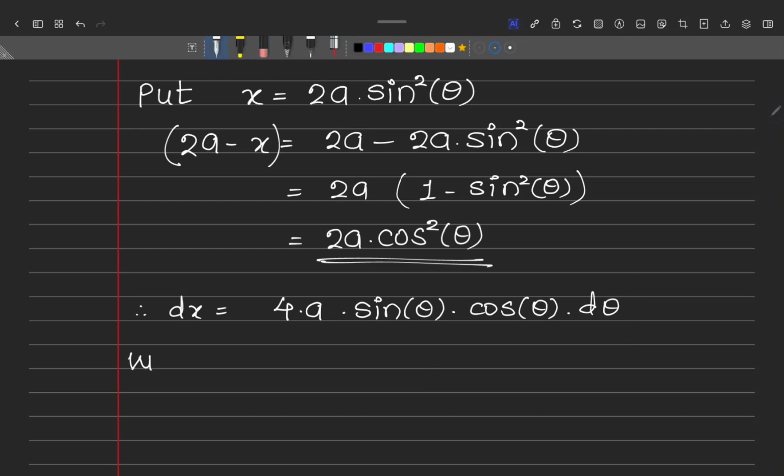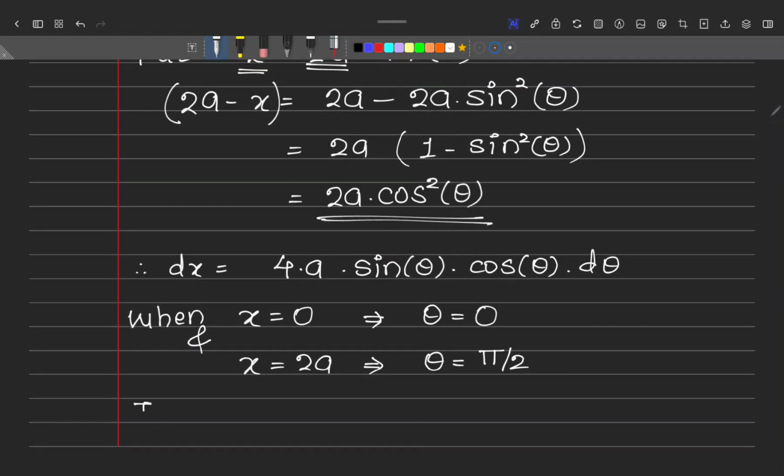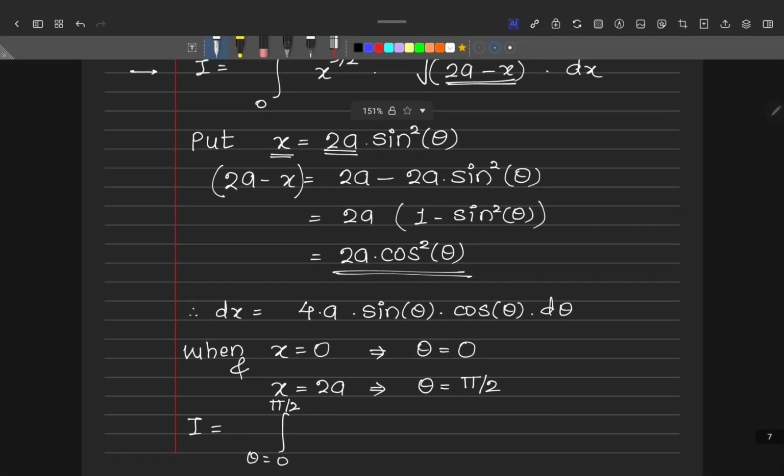Now we check the range of integration. When x is equal to 0, sine square theta is equal to 0, which implies theta is equal to 0. When x is equal to 2a as the upper limit, 2a from the LHS and RHS get cancelled, which implies sine square theta is equal to 1, which implies theta is equal to pi by 2. And now our integration reduces in terms of theta, and theta varies from 0 to pi by 2. So what do we get?